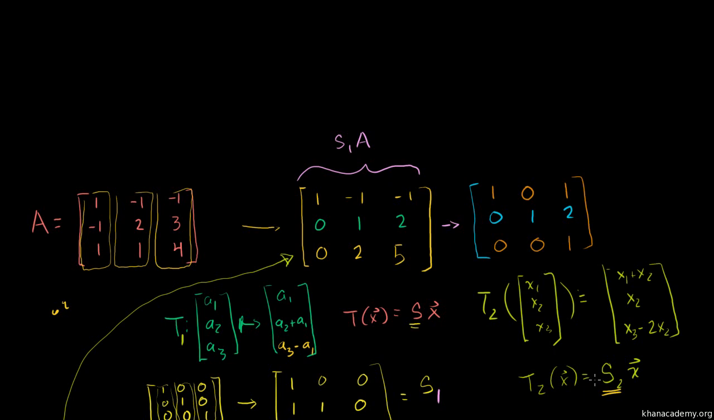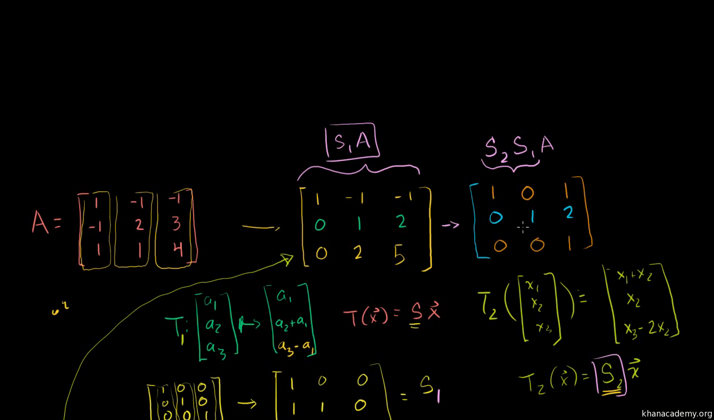This matrix right here is going to be equal to S2 times this guy. And what is this guy right here? Well, this guy is equal to S1 times A. So it's going to be S2 times S1 times A. Fair enough. And you could have gotten straight here if you just multiplied S2 times S1. This could be some other matrix, and you just multiplied it by A. You'd go straight from there to there.